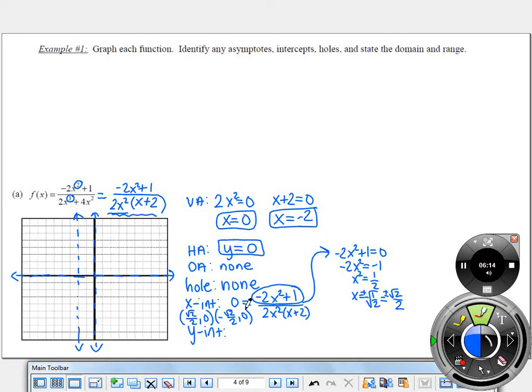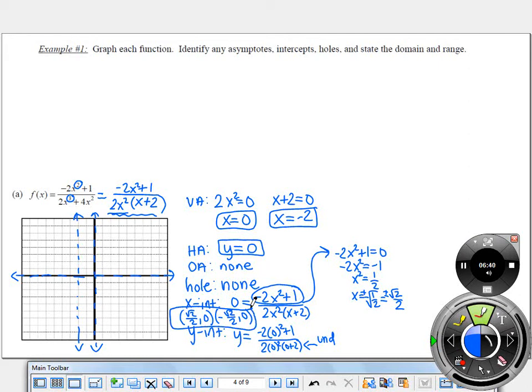Now for the y-intercepts, all we're going to do is plug in 0 for x. So we're going to take our equation, and everywhere there's an x, replace it with 0. But you can see that that makes the denominator equal to 0, so that's undefined. So I wouldn't expect to be able to have any y-intercept in this case.